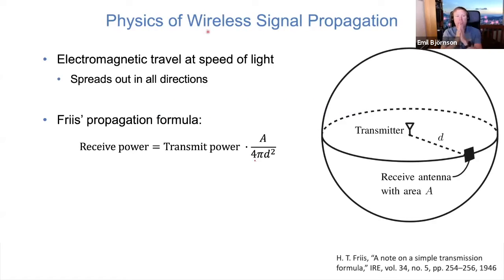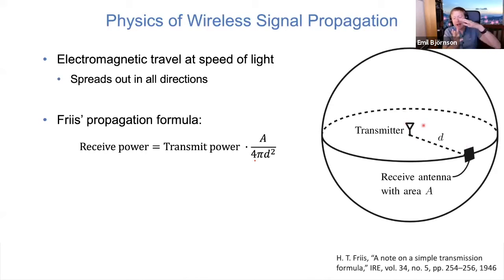let's just talk about the basics of the physics of wireless signal propagation. Wireless communication is really about sending electromagnetic waves that are carrying information. And like any type of electromagnetic wave, they are traveling at the speed of light, and they are spreading out from the transmit antenna in all directions. So if you have the transmit antenna here, they are spreading out.